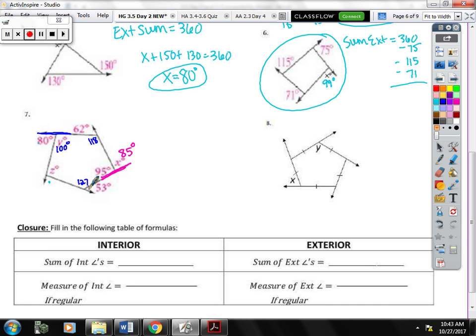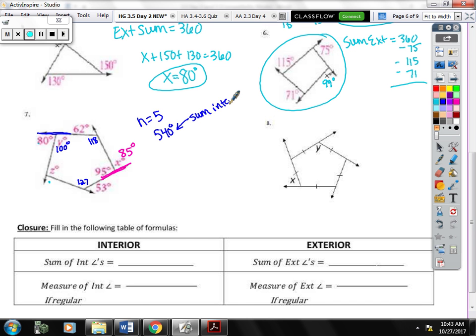And then now that I have interiors, first of all, count out how many sides. 1, 2, 3, 4, 5 sides. How many degrees are inside of a pentagon? Chelsea? 540 degrees.